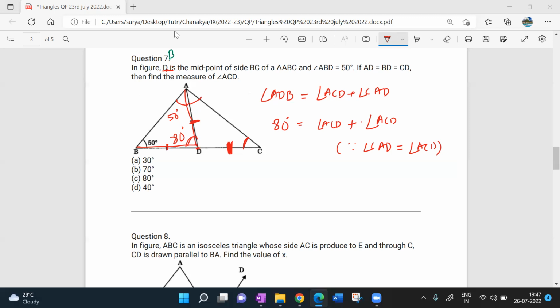Look at this here. ACD is equal to 80 degrees. ACD and CAD both are equal, right? So 2 times ACD, beta. So 80 divided by 2 is 40. 40 is the answer. Okay. How is ACD equal to CAD?